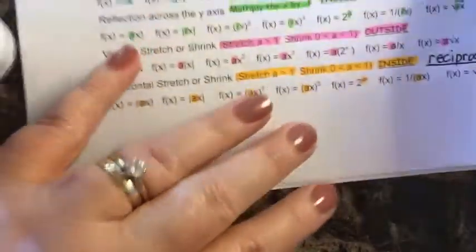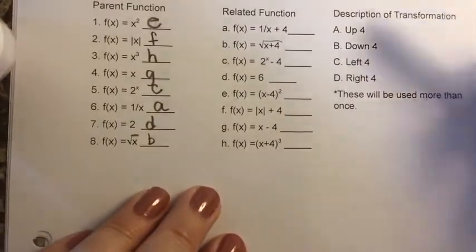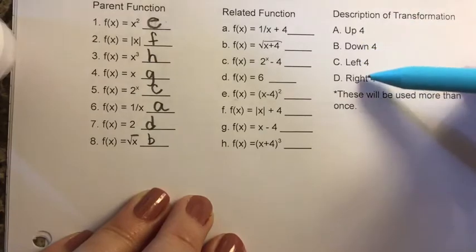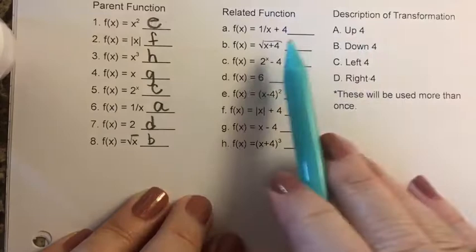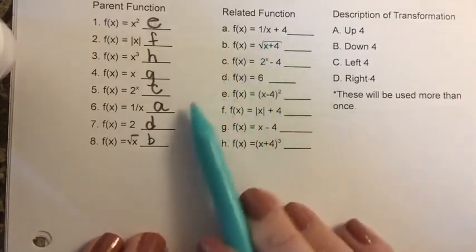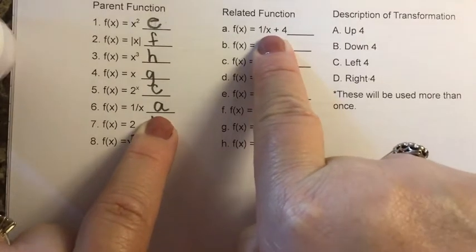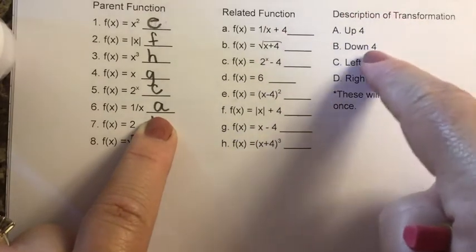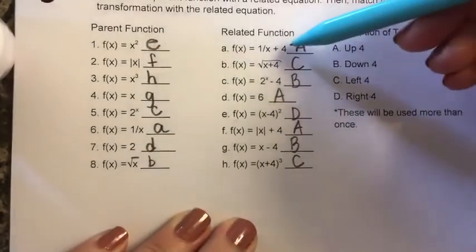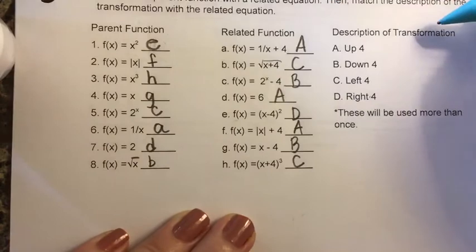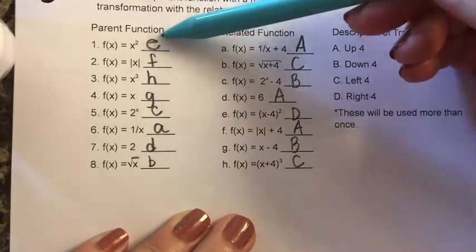Okay, so I'd like you to pause the video and go back up here and try to match A, B, C, and D with these functions, comparing, here's the related function, here's the parent function. Comparing these two, see if you can figure out if you're going up 4, down 4, left 4, or right 4. I have matched the related function with the description of its transformation, comparing the related function to the parent function.